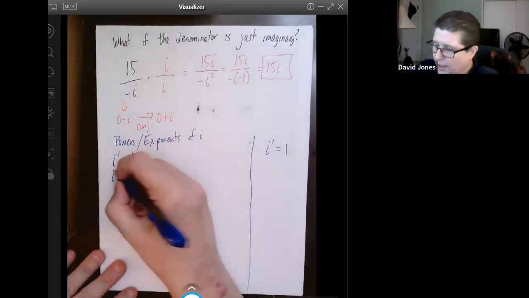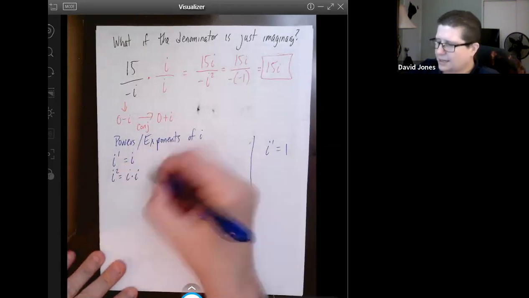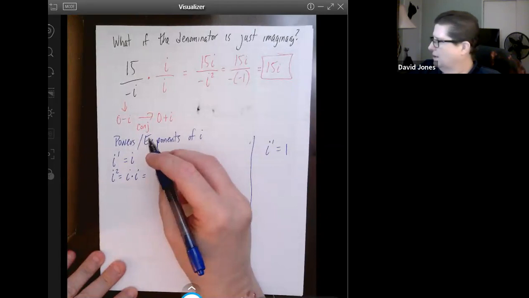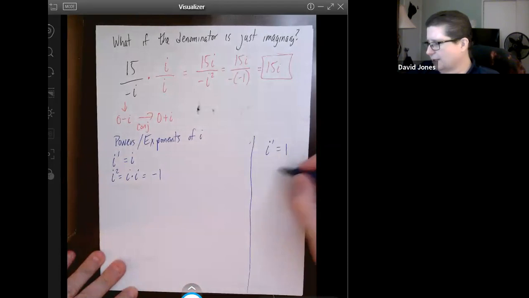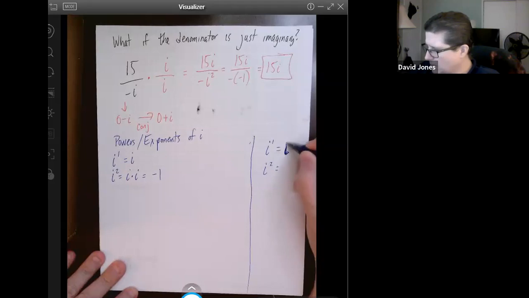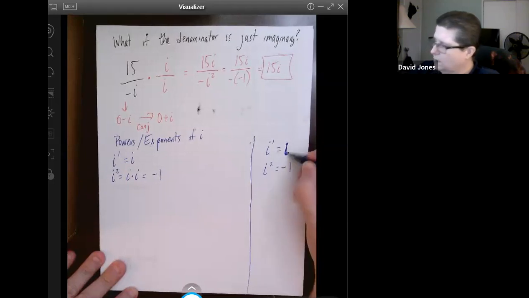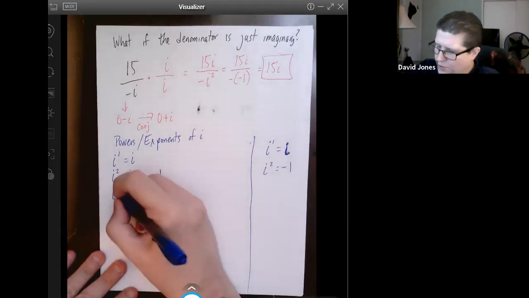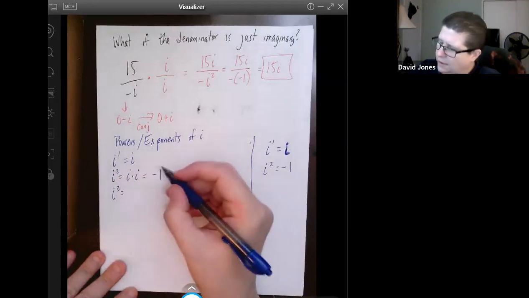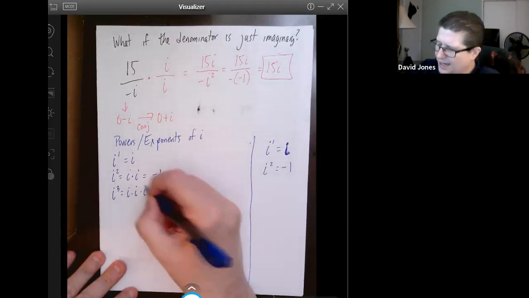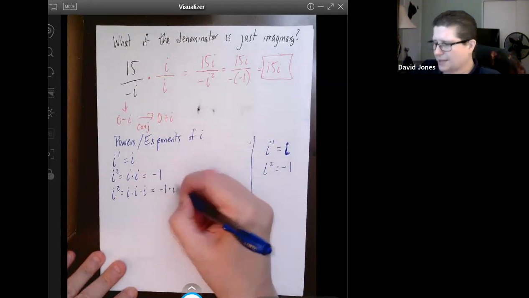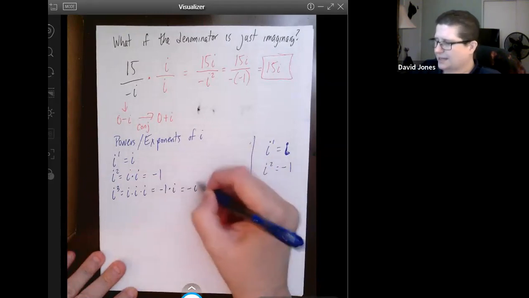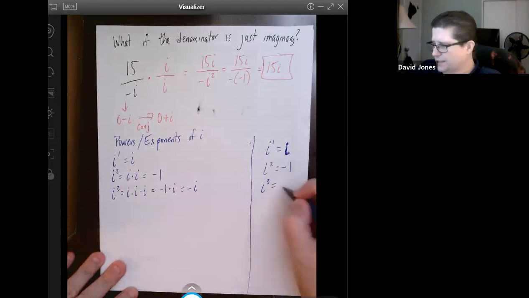If I do i squared, this is i times i, which just gives me negative 1. We talked about that earlier. If I look at i cubed, it's i times i times i. Two of the i's make up a negative 1. This is negative 1 times i. It's just negative i. So i cubed is negative i.